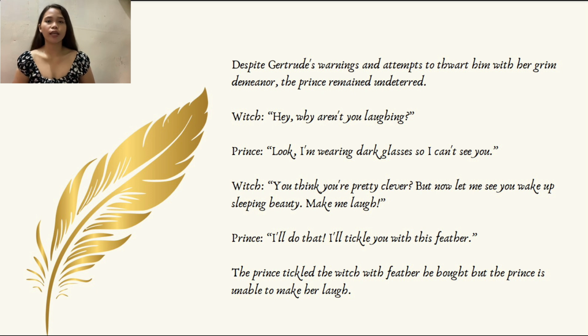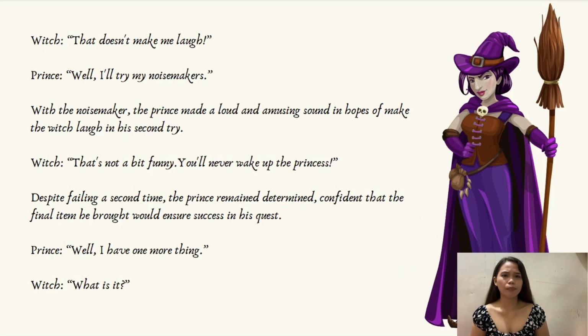Despite Gertrude's warning and attempts to thwart him, with her grim demeanor, the prince remained undeterred. The witch said, "Hey, why aren't you laughing?" The prince replied, "Look, I'm wearing dark glasses so I can see you." The witch said, "You think you're pretty clever? But now, let me see you wake up, Sleeping Beauty. Make me laugh." The prince replied, "I'll do that. I'll tickle you with this feather." The prince tickled the witch with a feather, but the prince is unable to make her laugh. The witch said, "That doesn't make me laugh."